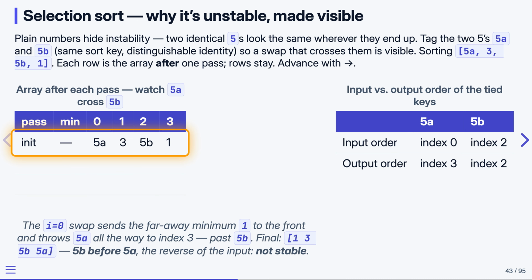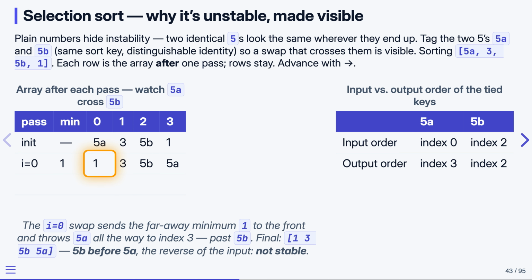Plain numbers hide instability. Two identical 5s look the same wherever they end up. So we tag the two 5s as 5A and 5B. They share the same sort key, but we can tell them apart. The top row is the start: 5A, 3, 5B, 1.